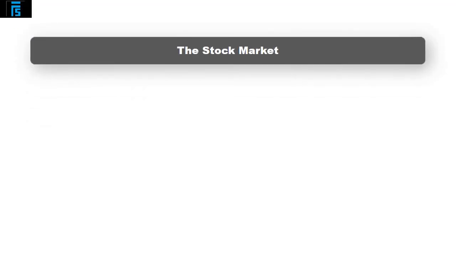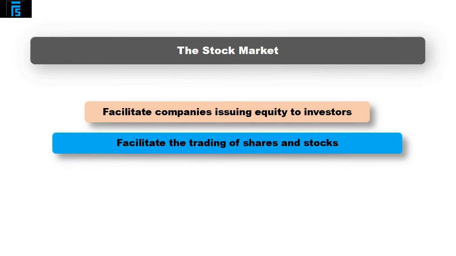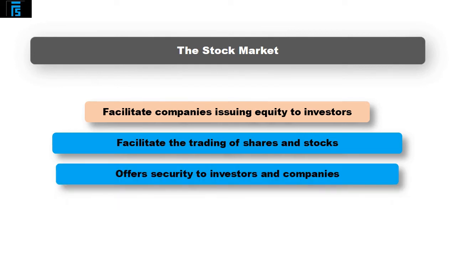What is the stock market? A stock market is also called a stock exchange. It is a collection of markets where equity is issued and traded. The role of the stock market is to facilitate companies issuing equity to investors, and facilitate the trading of shares and stocks. The stock market offers security to investors and companies by acting as a clearinghouse for the transactions, which ensures payment from the purchaser of shares and delivering of the shares from the companies selling them or issuing them.